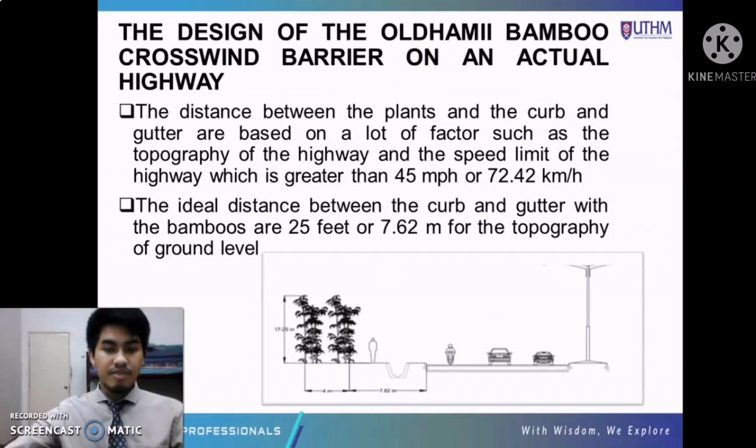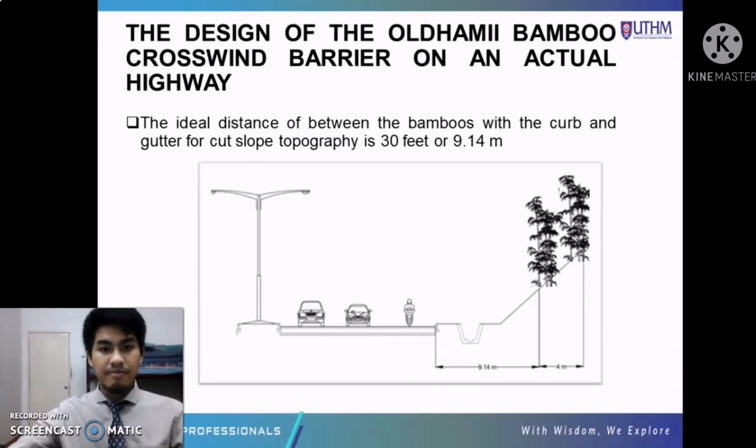For the flat topography, because vehicles on the highway usually drive at 45 miles per hour or 72.42 km per hour based on the North Carolina guidelines, the ideal distance is 25 feet or 7.62 meters from the bamboo to the curb and gutter. For the cut slope topography, it is more ideal to be 30 feet or 9.50 meters from the bamboo stems to the curb and gutter.